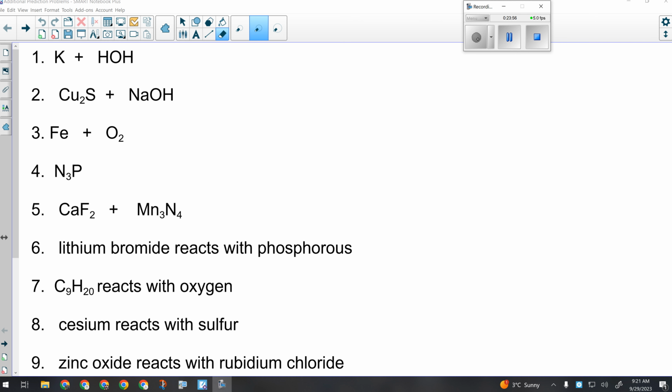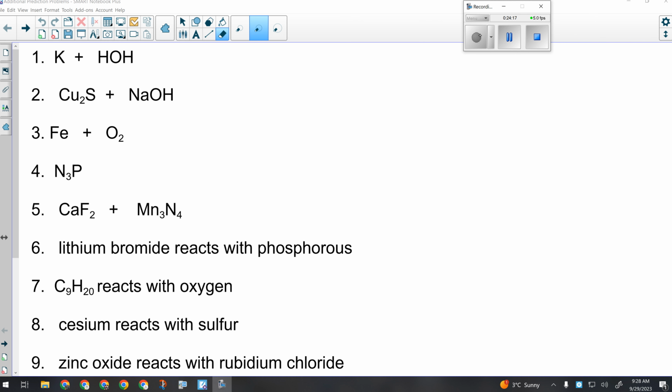Okay, so the first 5 here are going to be like the last 10 questions on your assignment on Monday, where it's still prediction, but it's given to you in formula form, so a little bit quicker because you don't have to do the reactants as well. So predict the products, balance.